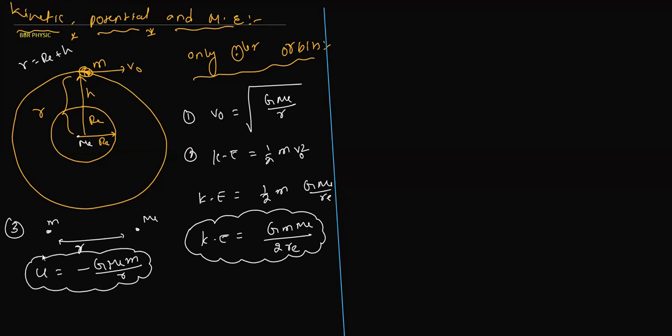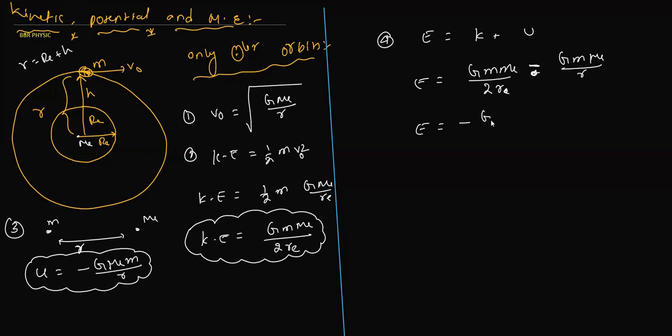If you want to calculate total energy, mechanical energy, total energy can be written as kinetic energy plus potential energy. Kinetic energy is G small m capital ME divided by 2RE, plus minus GMME divided by RE. If we take GMM by 2RE common and subtract, therefore E equals minus GME divided by 2R. This is nothing but the total energy.